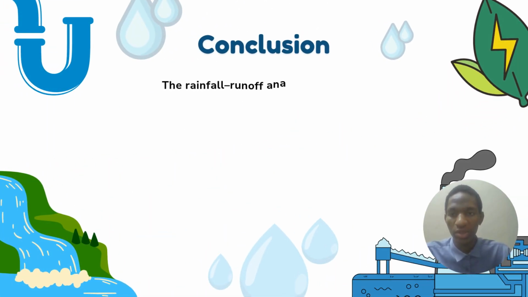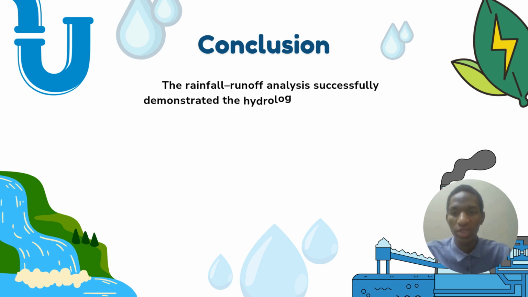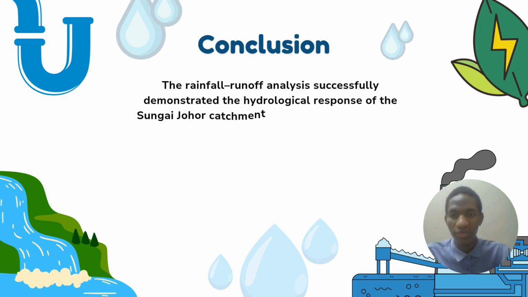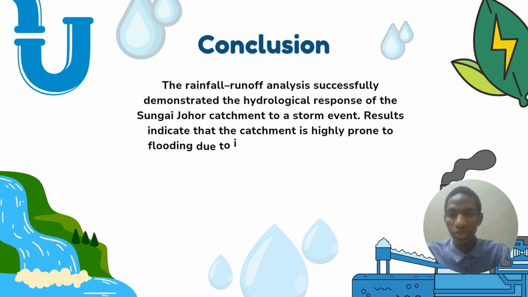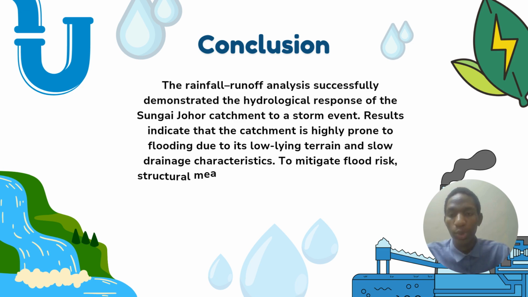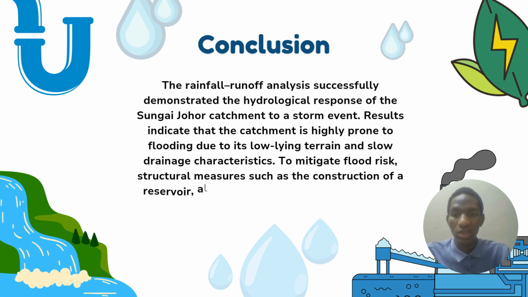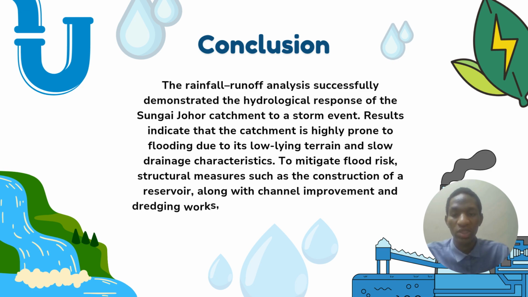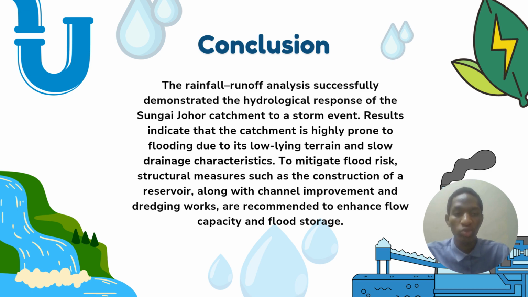In conclusion, this analysis successfully demonstrates catchment response to a storm event. Also, we are able to see that this catchment area is prone to flooding due to its low-lying terrain. The proposed solution to mitigate this is by building a reservoir in this area, and channel improvement and dredging should be considered.